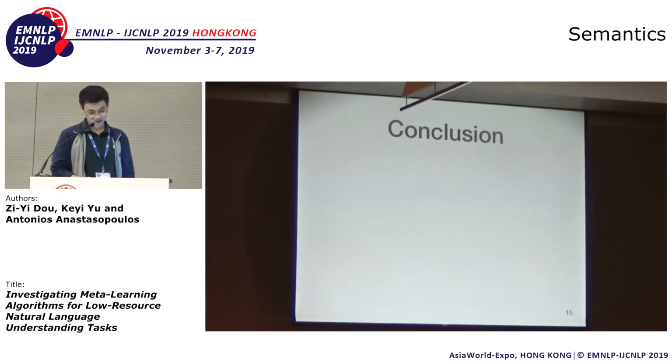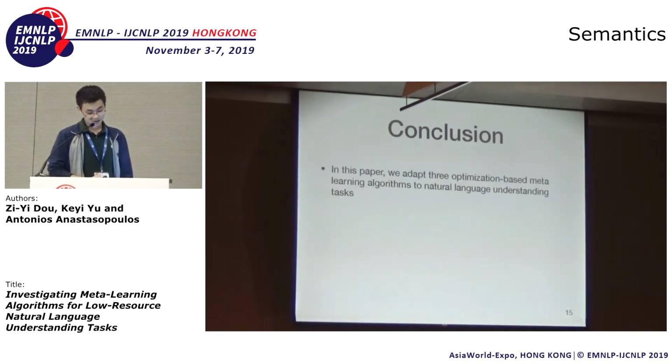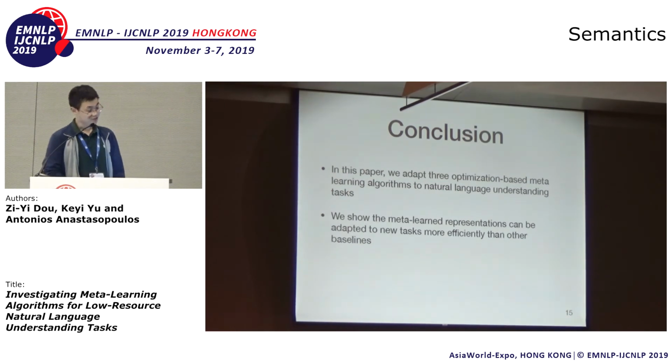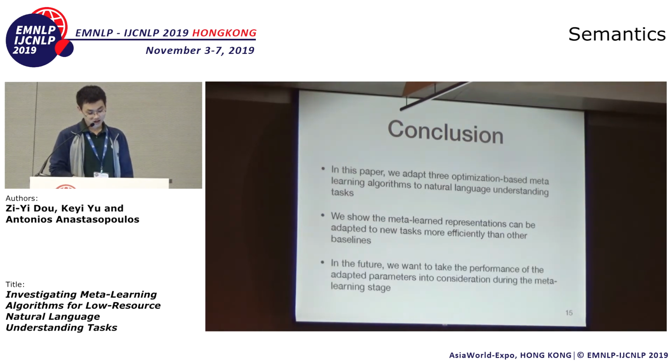So in conclusion, in this paper, we adapt three optimization-based meta-learning algorithms to natural language understanding tasks. We show that the meta-learned representations can be adapted to new tasks more efficiently than other baselines. In the future, we want to take the performance of the adaptive parameters into consideration during the meta-learning stage.